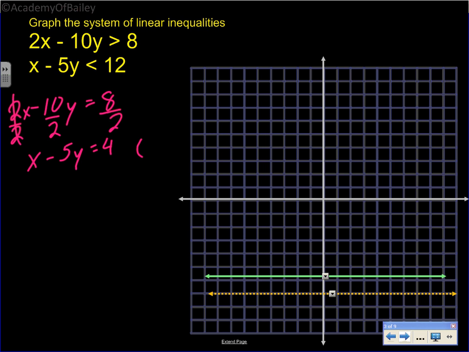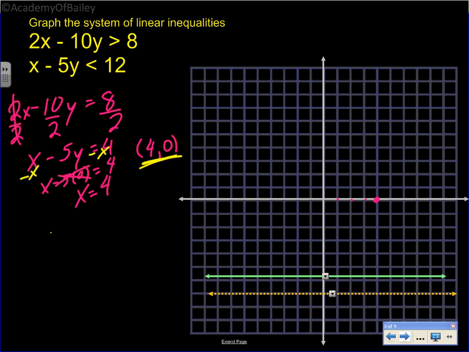Let's find the x-intercept. So y is 0, so x minus 5 times 0 is equal to 4. Those cancel, so x is equal to 4. That's 4, 0. So we plot that point: 1, 2, 3, 4, 0. From here, we're going to use the slope. I'm doing that because the y-intercept is going to be negative 4/5, and that's not easy to put exactly on the graph, because it falls between 0 and 1.